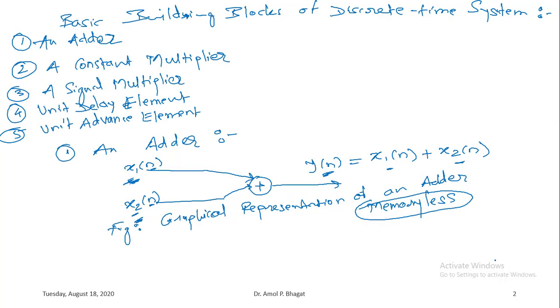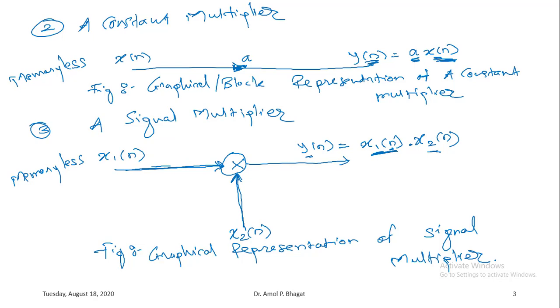So these are the first three blocks. First one is an adder, second one is a constant multiplier, and third one is a signal multiplier. All these three blocks are memoryless, or these operations are memoryless. Now let's look at the fourth one. The fourth one is the unit delay element.